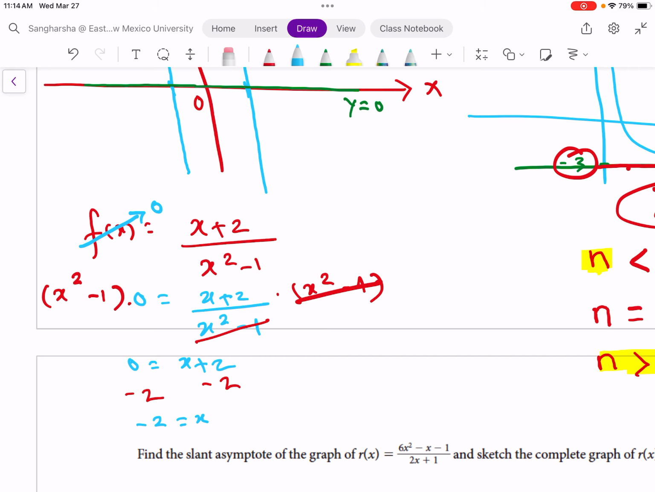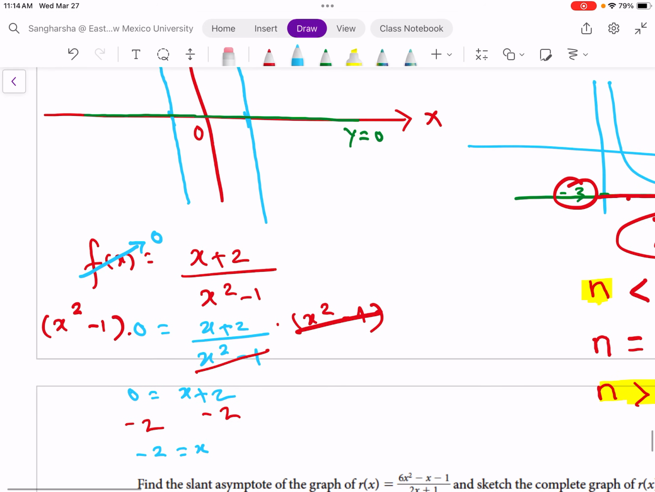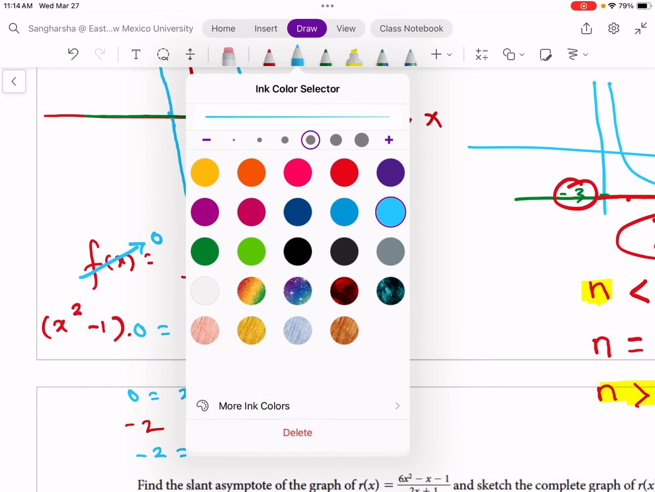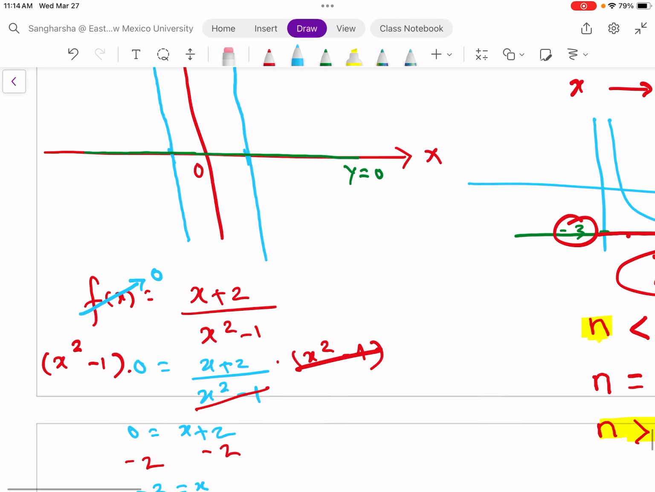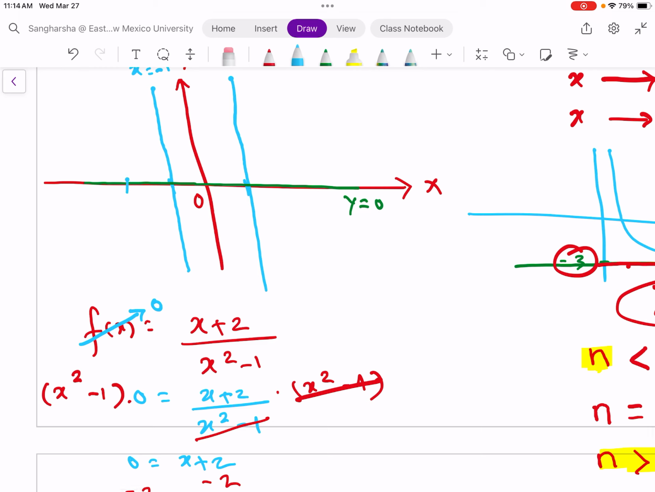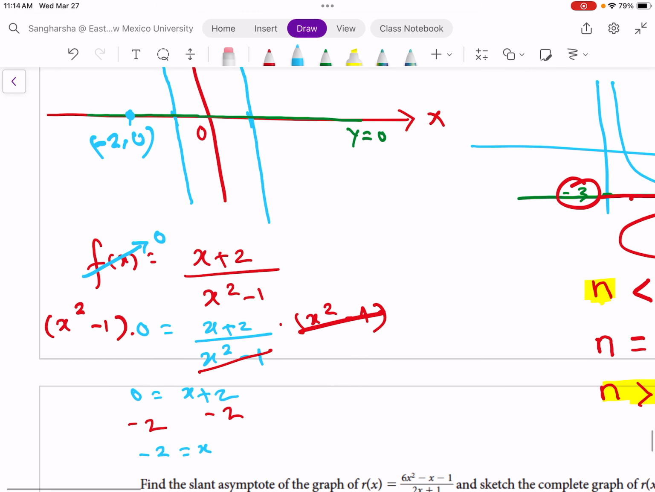Okay, it means what is our x-intercept? Negative 2, 0. So this is our negative 1, and let's say this is negative 2. So this point is negative 2, 0. This is the x-intercept for this function.